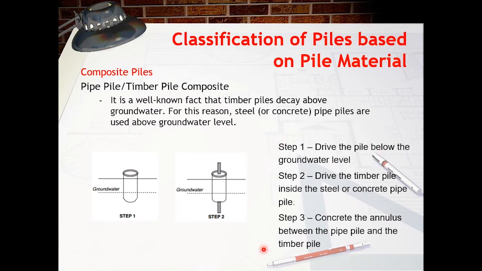Okay, ini cara macam mana kita construct this type of pile. The first step is kita akan drive the pile below the groundwater level. And then kita akan drive the timber pile inside the steel or the concrete pile, sebab ada hole dekat tengah ni yang kita boleh drive the timber pile. Concrete the annulus between the pipe pile and the timber pile. Next step kita akan concrete lah bahagian dalam pile ni, yang lubang ni.